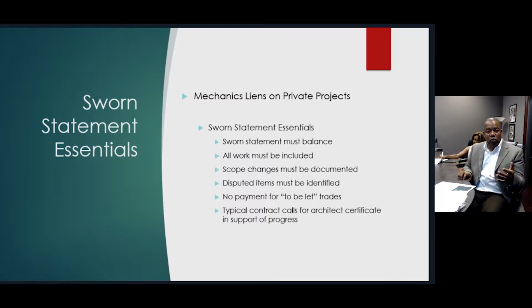For those of you who may not know what that means, early in the project, you may have trades that have not been contracted for because you're waiting to see if you can get a better price as the project moves forward. Those items should be included on your sworn statement. However, work will not be paid for until the work has been contracted and performed. And typically on private contracts, it's going to be necessary for you to include an architectural certificate, which should support the work progress and the work that has been done as of that date.